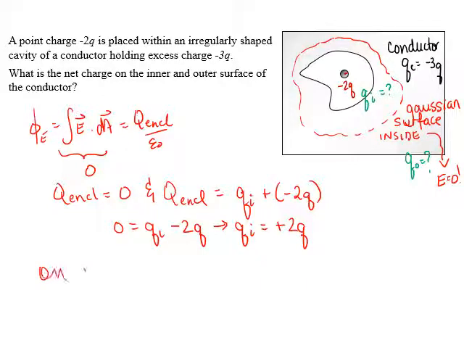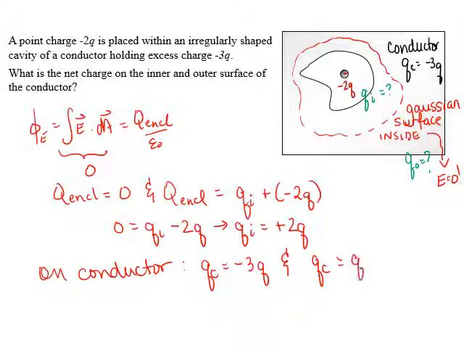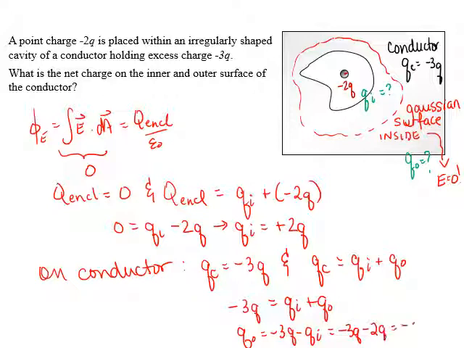Okay, for the conductor, we know that the net charge of the conductor equals minus 3Q. And we know that the net charge of the conductor is spread on the two surfaces. So it's whatever's on the outer surface plus whatever's on the inner surface. So let's put those two together. Minus 3Q equals Qi plus Qo. Qo equals minus 3Q minus Qi equals minus 3Q minus 2Q equals minus 5Q. Oops, I wrote a G instead of a Q. Minus 5Q. So that's how much charge is on the outer surface. So we get plus 2Q on the inner surface, which leaves minus 5Q on the outer surface.